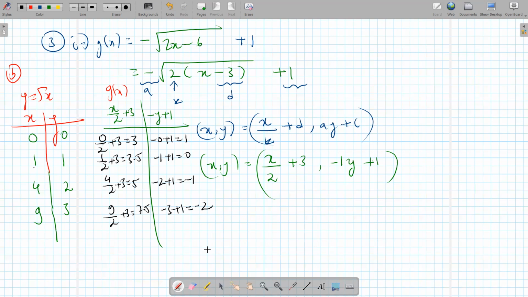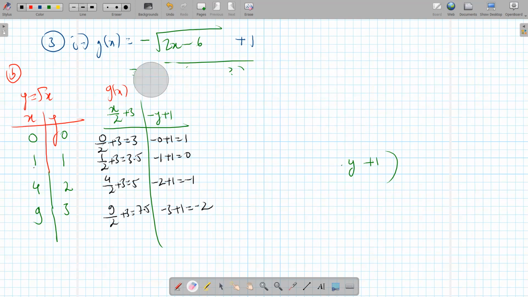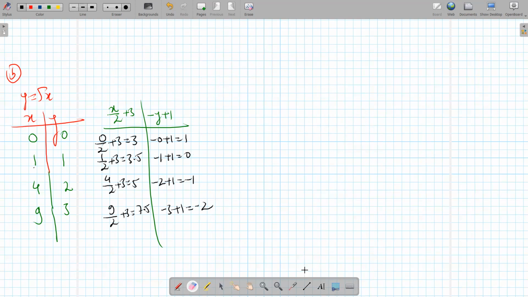Now let's move on to part C. It says graph the function on a piece of paper. I'm going to make some space here and erase everything else. We just need this table for g of x. That's all we need for the last part. So let's make a graph. We go from 3 to 7.5, it's not much.